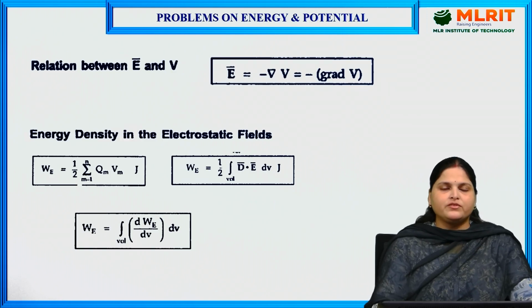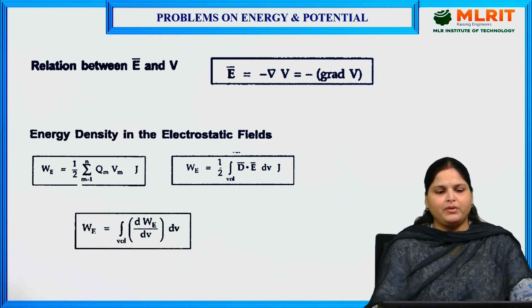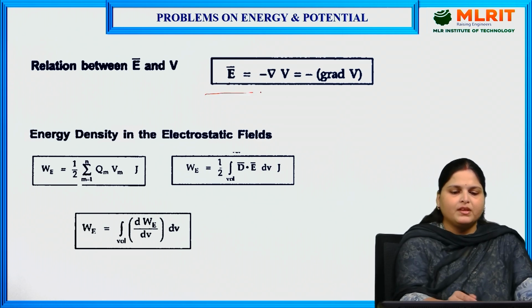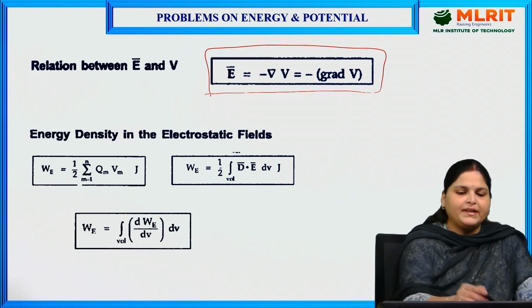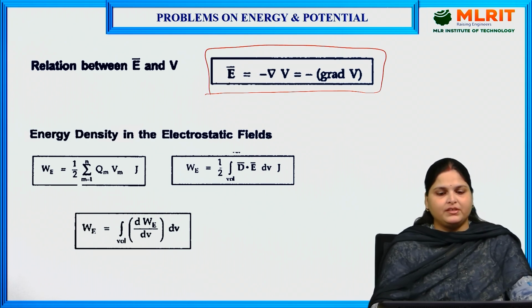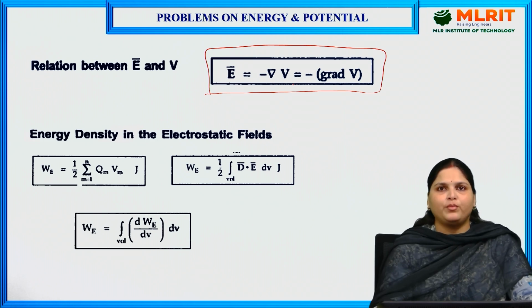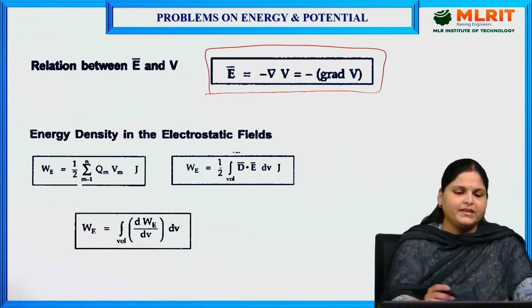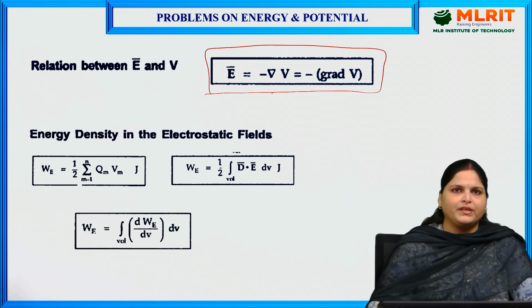The formulas which we are going to use today for the problems: the first one is E equals negative gradient of potential. That means electric field intensity is the negative gradient of potential. E equals minus del V.